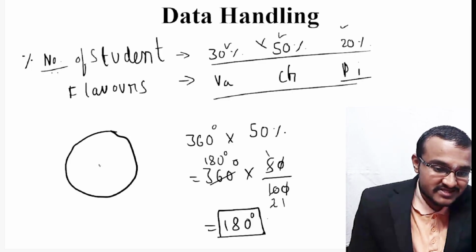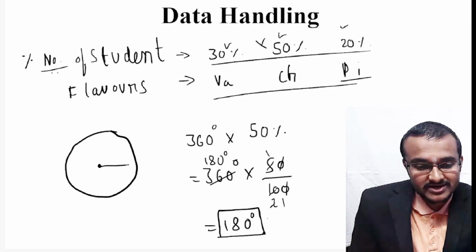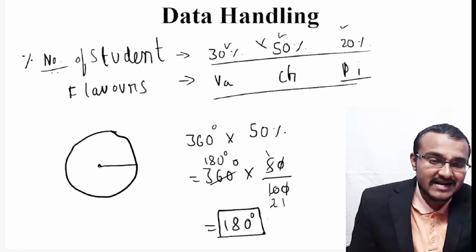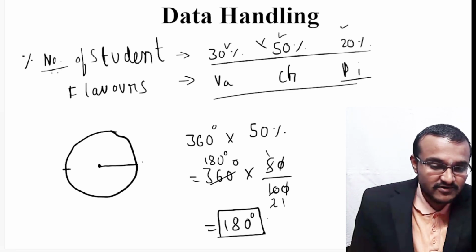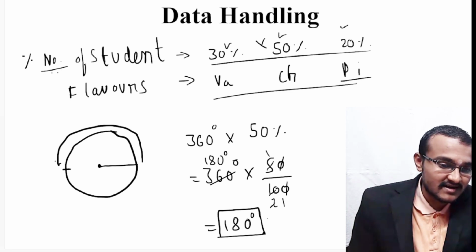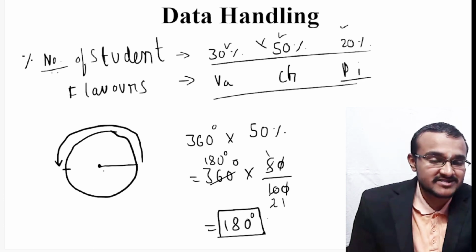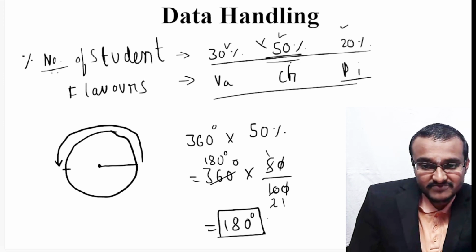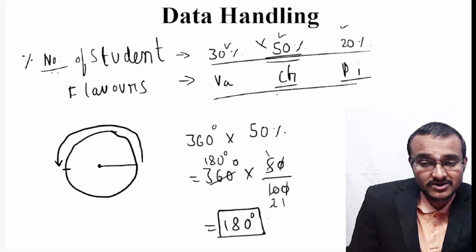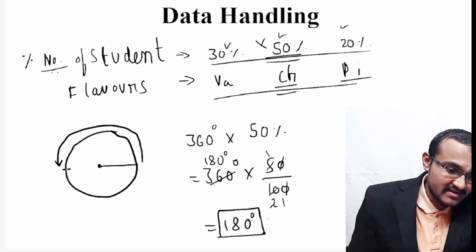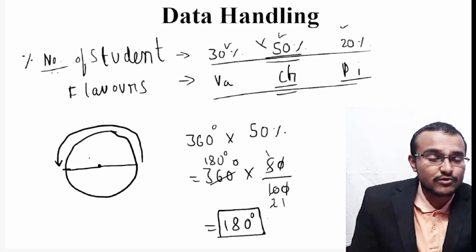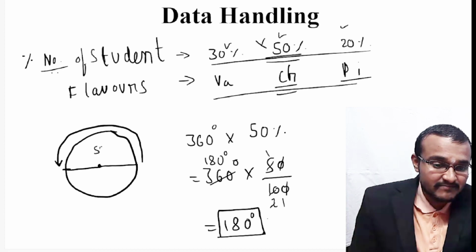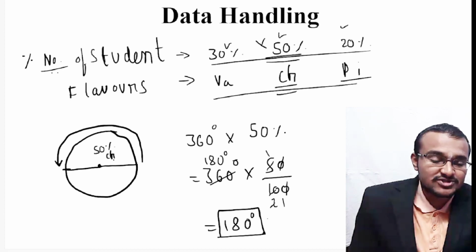You should note the center point of this circle and draw a radius. From here, keep a protractor on the center point of the circle and mark 180 degrees. The 180 degrees will come somewhere here. If you cover this much distance on the circle, that will be 180 degrees, which is 50% of the circle, because 50% of students like chocolate flavored ice cream. Draw a line from this point to the center point. This portion of the circle represents 50% chocolate loving students.